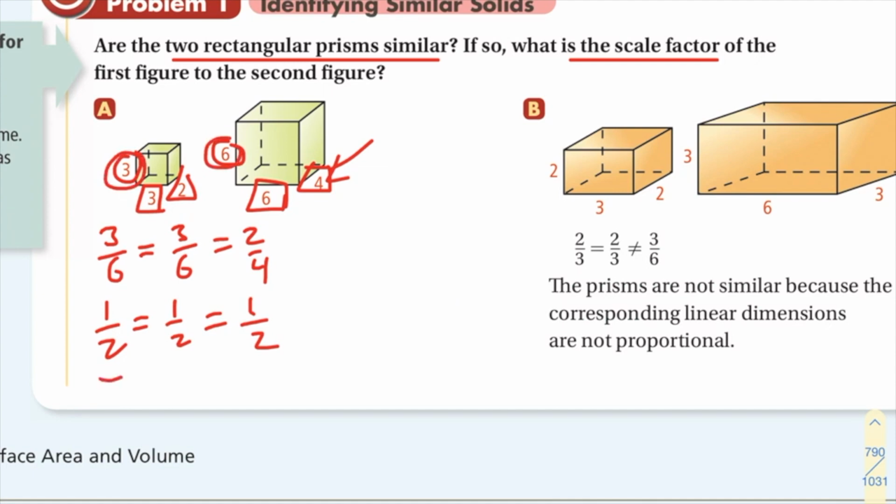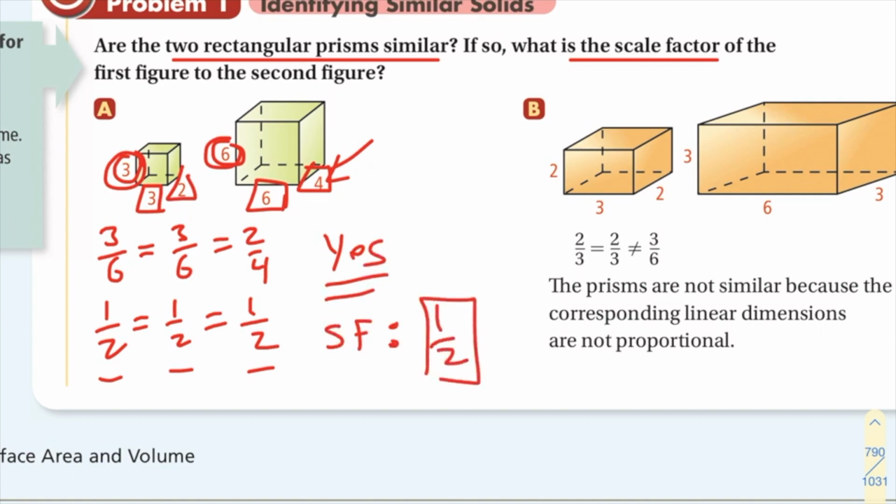Those are linear measurements, by the way. And so, as a result, we get our ratio of A to B, which I'll show you in a second. But since the linear measurements scale down to 1 over 2, that actually becomes a scale factor as well.